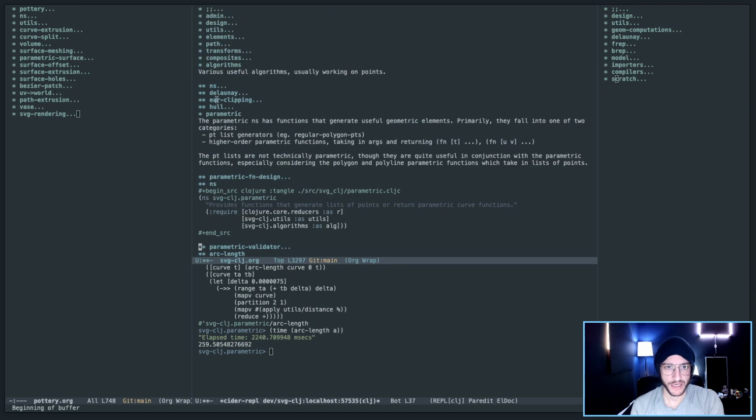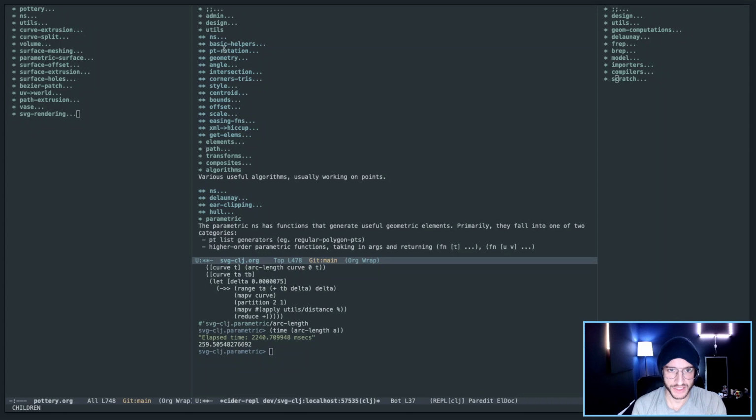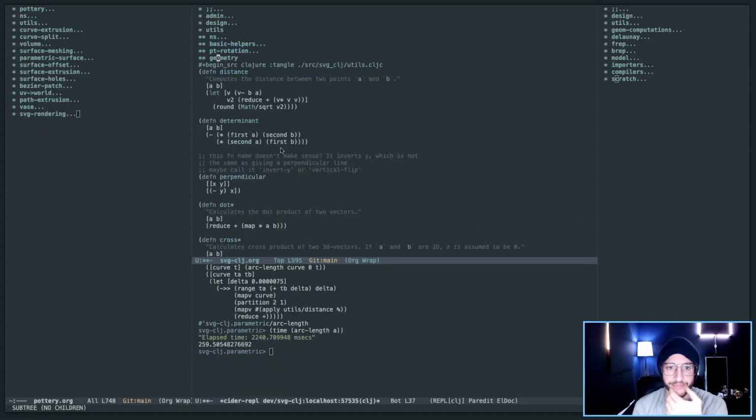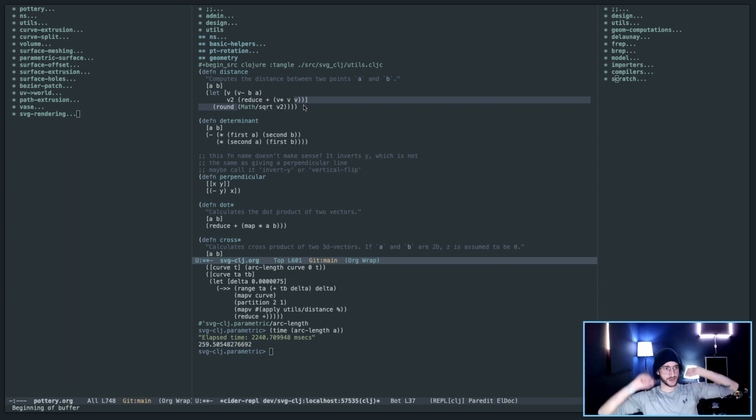Let me check, first of all. If I go utils distance, here, what we have here is a square root issue. And by issue, I just mean it's the square root. The square root is slow. Well, that's just the reality of it. It's just not good.